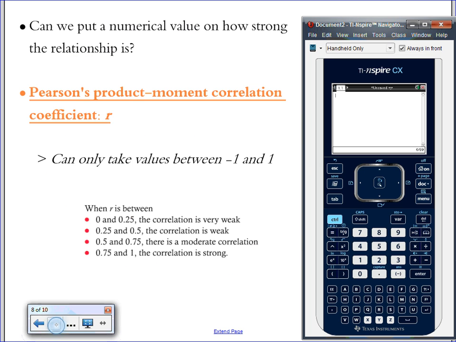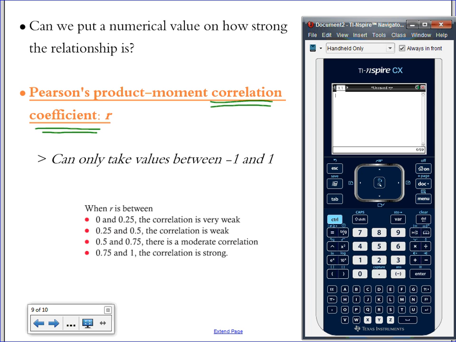Okay? And then the last bit here is the correlation coefficient. So how can we put a numerical value on how strong the relationship is? Is it a tight, strong relationship, or is it a spread out, weak relationship? And is it positive or is it negative? So there is a number that we use to represent the tightness of that relationship, and it's called the correlation coefficient. You'll almost never hear me call it by its full name, which is the Pearson's product moment correlation coefficient.